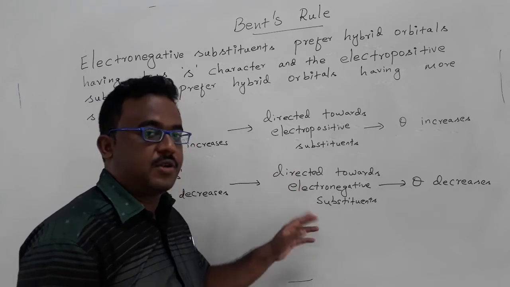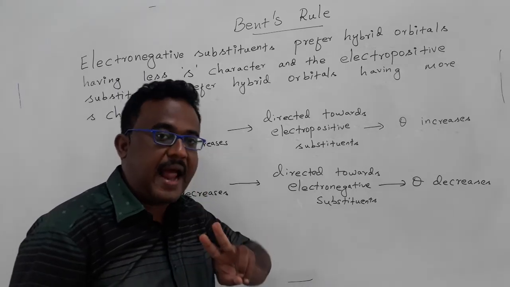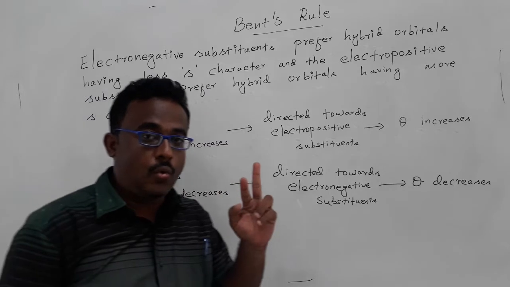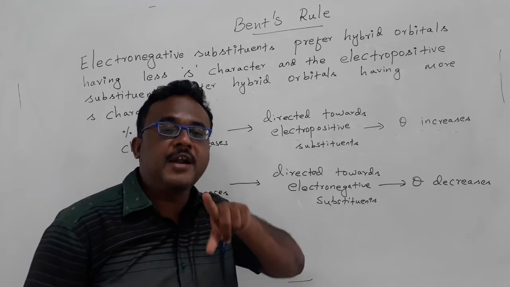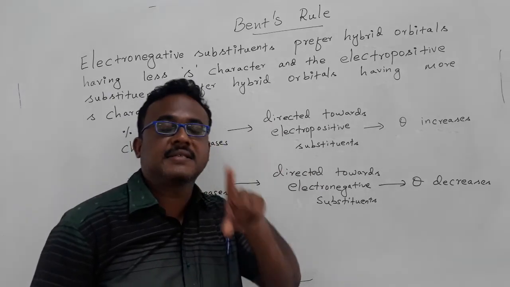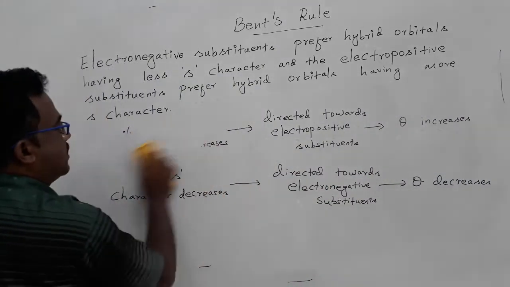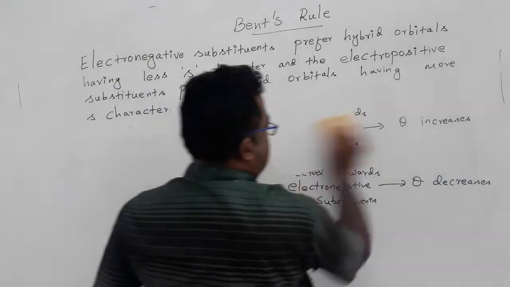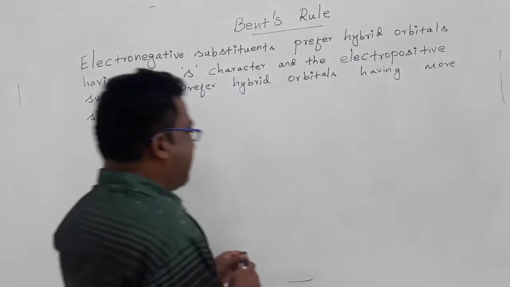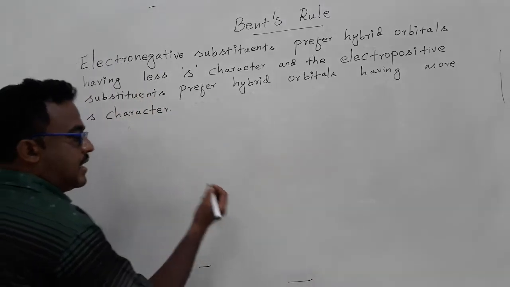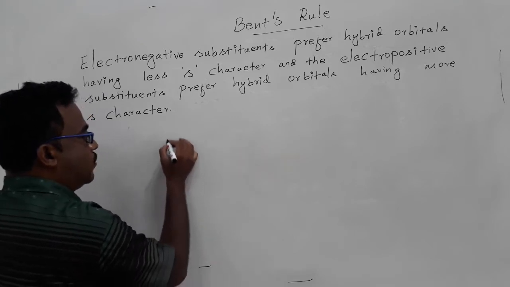Wherever you have two different types of halide substituents on the central atom, out of these two halides, which one is more electronegative? That should go to hybrid orbitals having less s character. This we can explain by more suitable examples. Just take any molecule with trigonal bipyramidal geometry. The simplest example I can take is phosphorus pentafluoride.